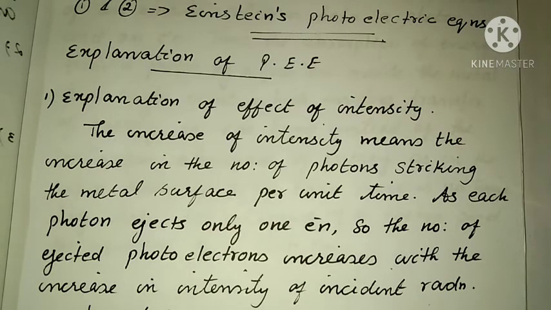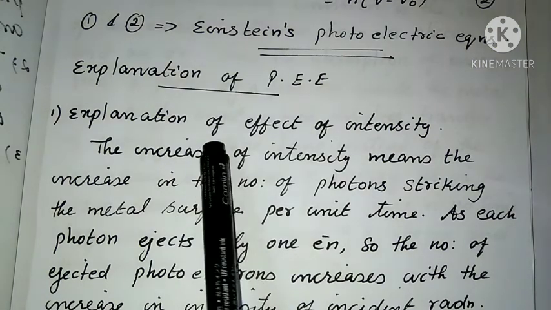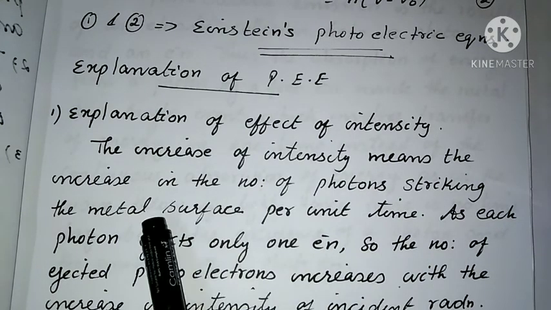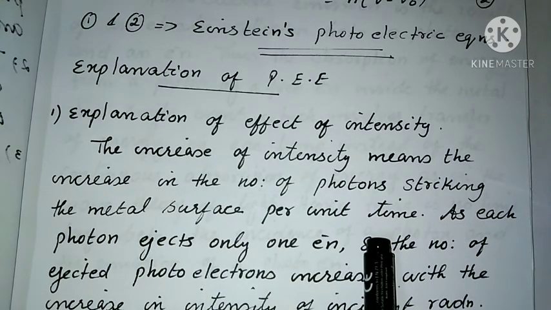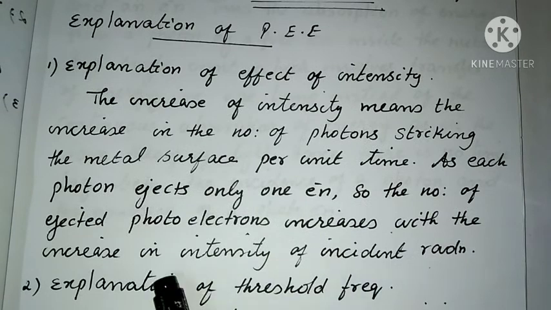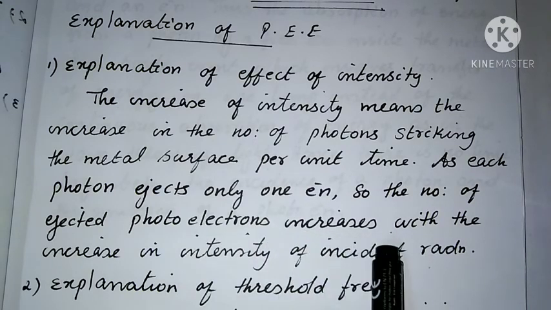Explanation of the photoelectric effect. Einstein explained the photoelectric effect. The first one is the explanation of the effect of intensity. The increase of intensity means an increase in the number of photons striking the metal surface per unit time. As each photon ejects only one electron, the number of ejected photoelectrons increases with an increase in intensity of incident radiation. This is the same as the experimental result of the photoelectric effect. When the intensity increases, the number of photoelectrons ejected also increases.